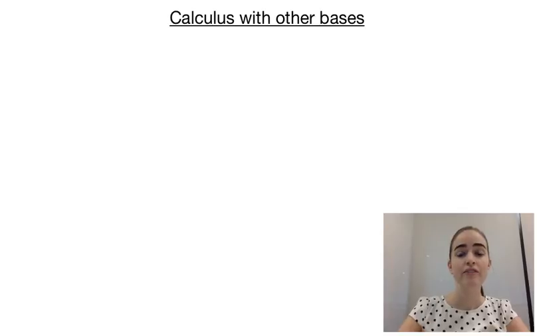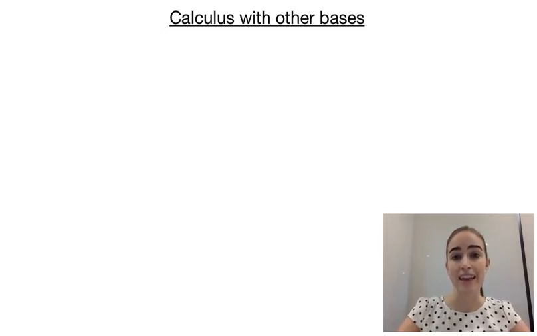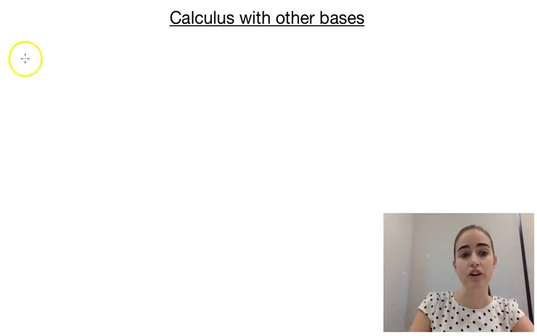In this video, I want to have a look at calculus with other bases. So far in calculus, we've been looking at logs and exponentials that were all log to the base e or e to the power of something. So all base e. But sometimes we can get questions that are other bases and we need to be able to work with those as well. So let's have a look at a logarithm question first.